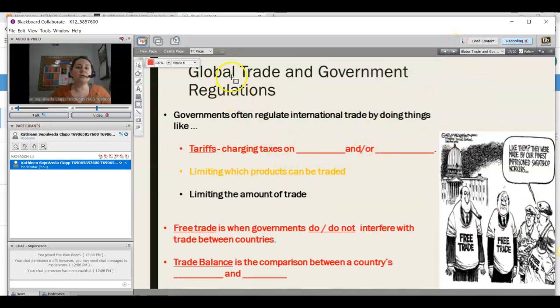All right, let's talk about global trade and government regulations. Governments often regulate international trade by doing things like tariffs. A tariff is a charge or a tax on what we call exports and imports of goods. Okay, they limit which products can be traded. There are certain products that cannot be traded, especially when we talk about in the U.S.